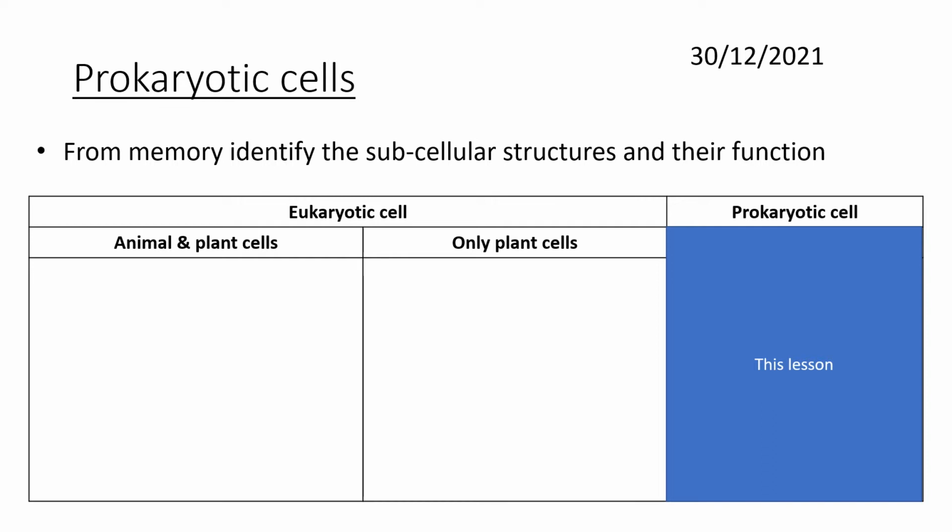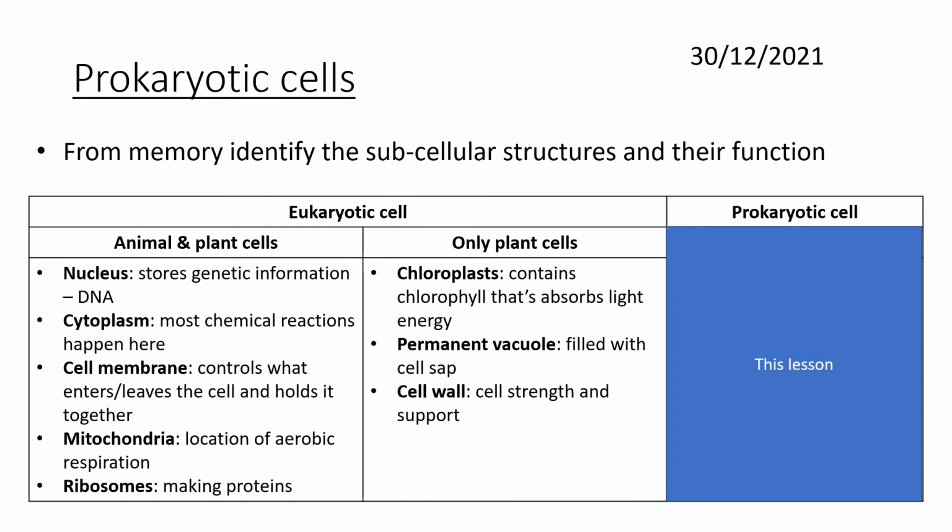Well, there are 5 main structures found in plant and animal cells that you need to be aware of. There's an additional 3 structures that are only found in plant cells. Again, if this is unfamiliar to you or you're not totally confident in this, I suggest you go back over the eukaryotic presentation before you go any further through this one.